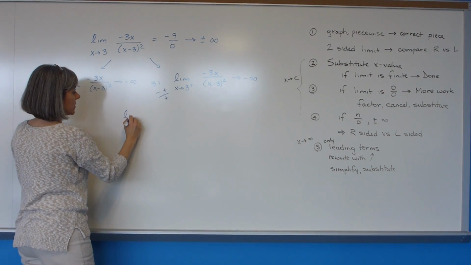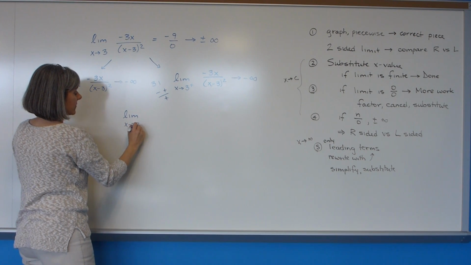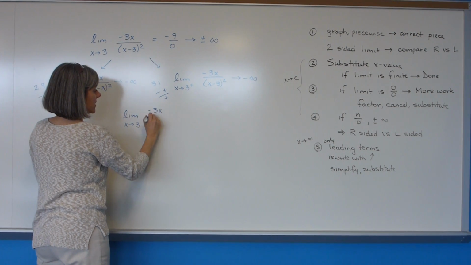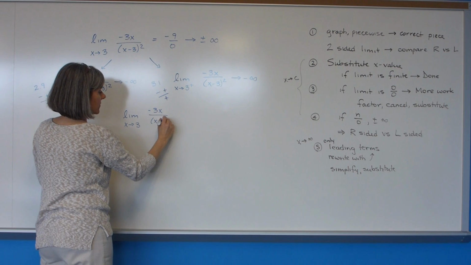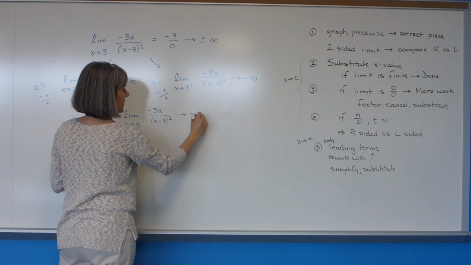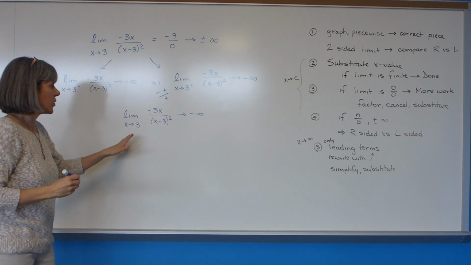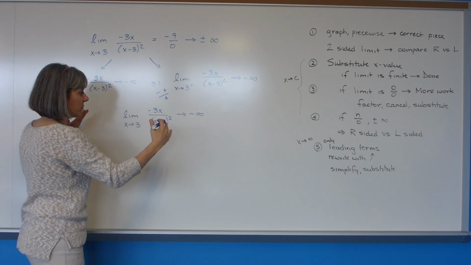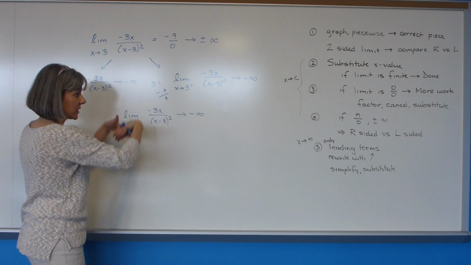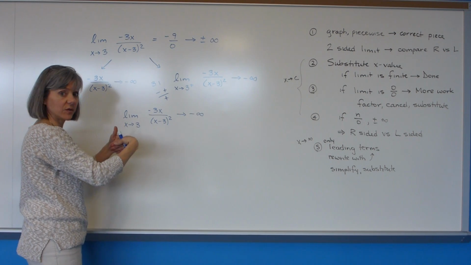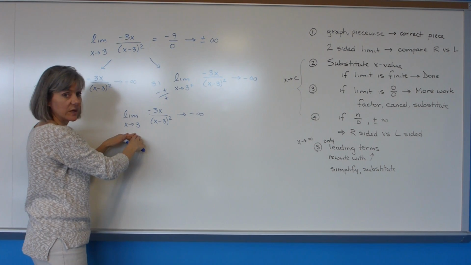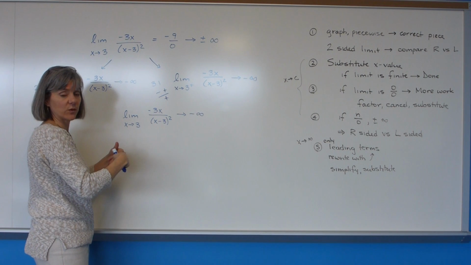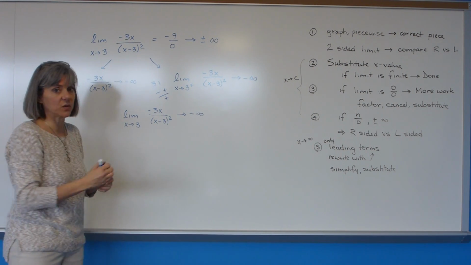Therefore, the two-sided limit is that value, negative infinity. And again, I know negative infinity is not a number we can write down, but we know from both sides that this is going to negative infinity. So we know the behavior. We know what's happening as x approaches 3. It's going to negative infinity no matter which direction you come from. So that's why the two-sided limit exists.